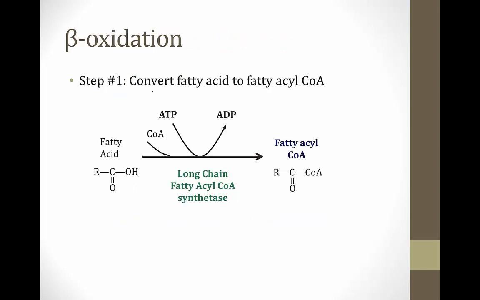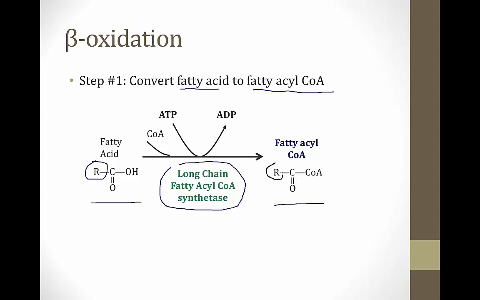The first step in beta oxidation involves conversion of fatty acid molecules into molecules of fatty acyl-CoA. On the left side of the screen is the generic structure of a fatty acid. It has a long chain of carbons and hydrogens, represented by the letter R here, attached to a carboxylic acid group. There is an enzyme called long-chain fatty acyl-CoA synthetase, which will convert this molecule into a molecule of fatty acyl-CoA. Basically, it leaves the long chain of carbons and hydrogens intact. It also leaves the carbon double bonded to an oxygen intact, but then it adds a molecule of coenzyme A. Obviously, this process requires coenzyme A, and it also requires ATP.